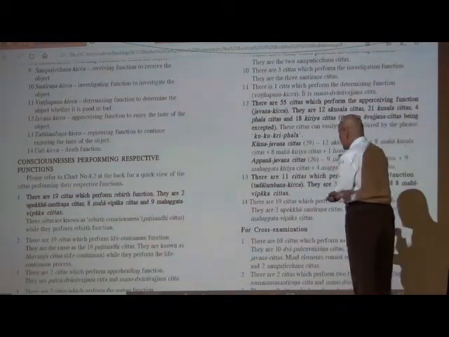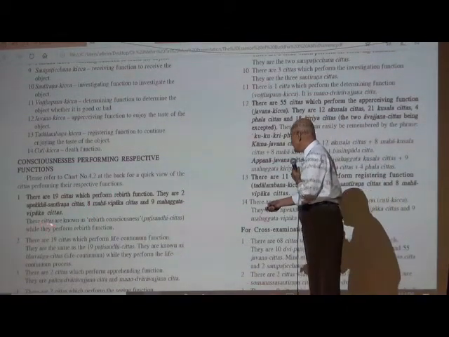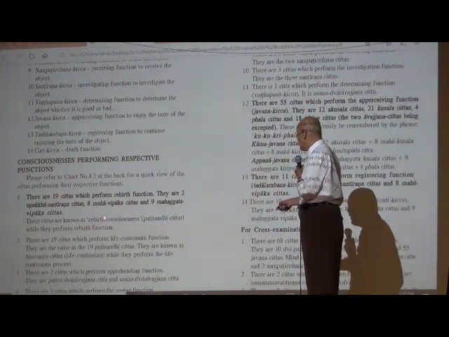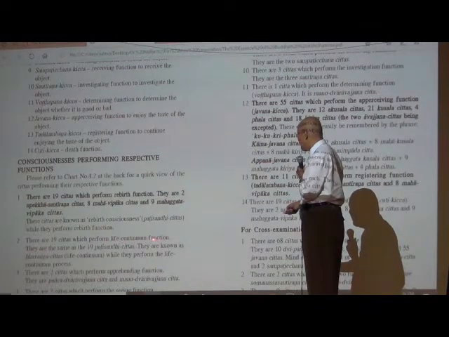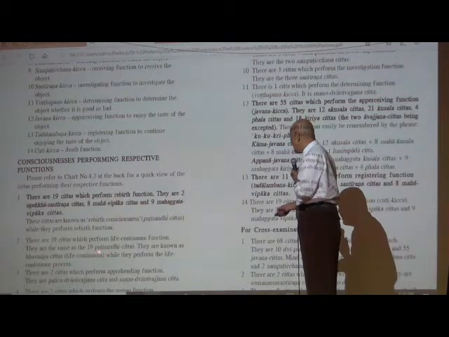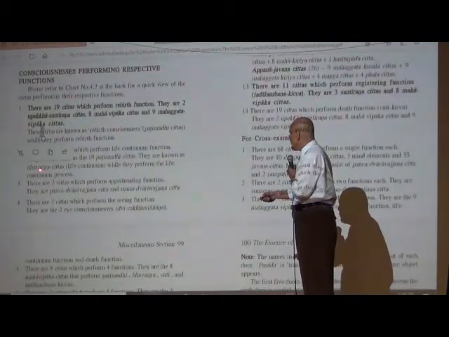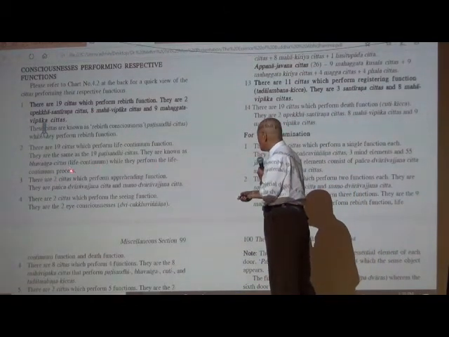So these 19 chaita are known as rebirth consciousness, patisandhi chaita, when they perform the rebirth function. And then again, these 19 chaita also perform the life continuum function, and they are known as bhavanga chaita, life continuum, when they perform the life continuum function.